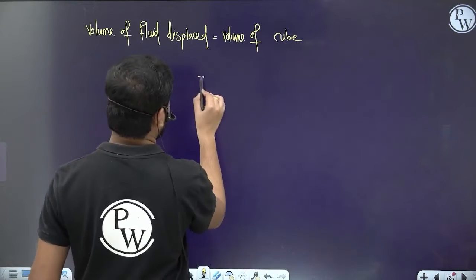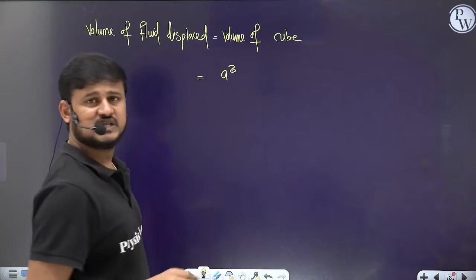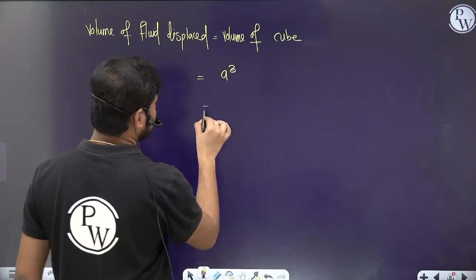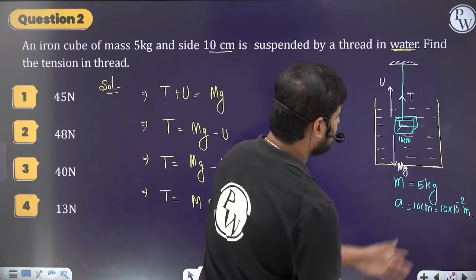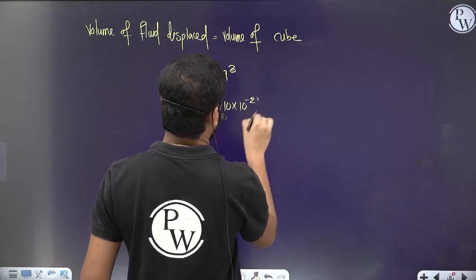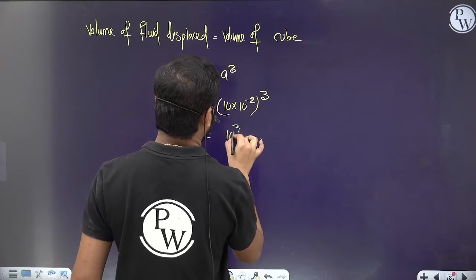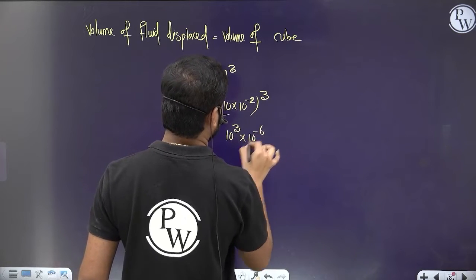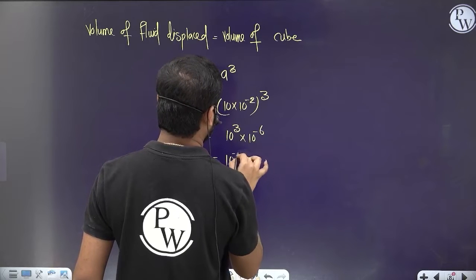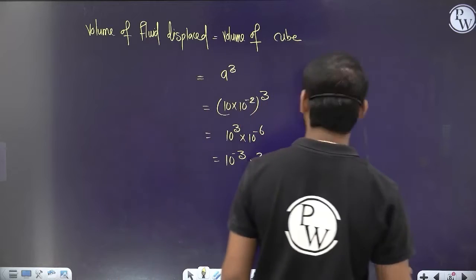So what is the volume of the cube? It's a cube, yes or no? Volume of the cube. So what is a? 10 into 10 to the power minus 2, whole cube. Which I can write as 10 cube into 10 to the power minus 6, which comes out to be 10 to the power minus 3 meter cube. So this is the volume of the fluid displaced.